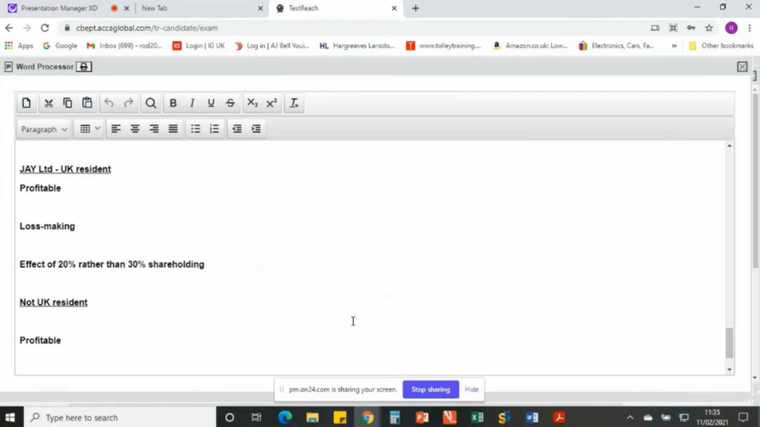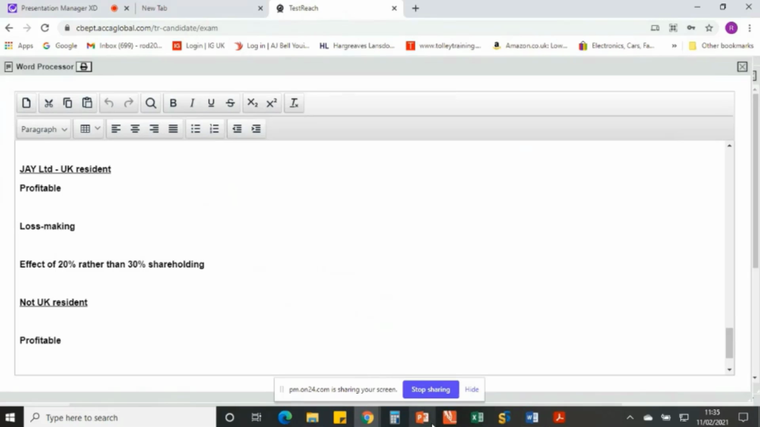And the key thing you have to identify is, could be resident, might not. So resident, non-resident, profitable, loss-making, 20% or 30%. And if you write something on each of those that's relevant and correct, you'll get a lot of the marks, if not all of them.